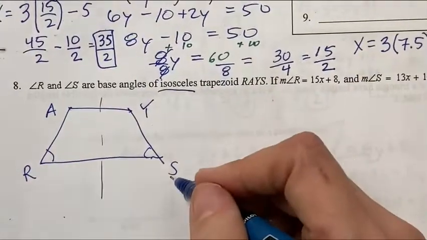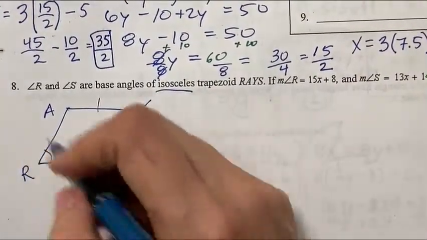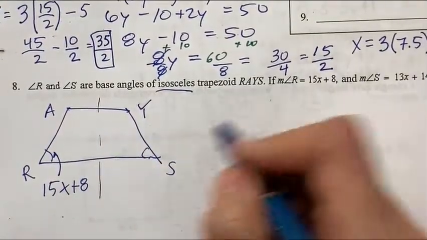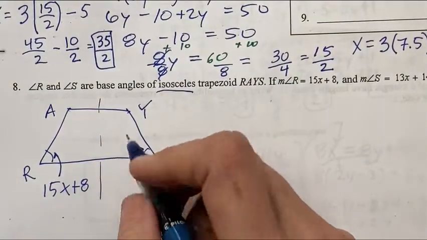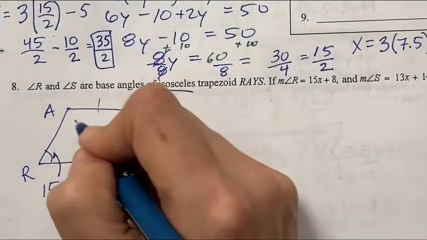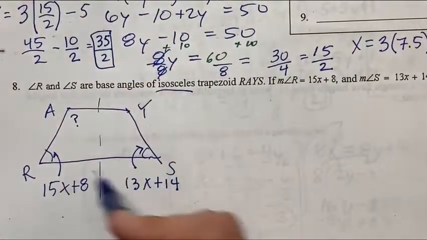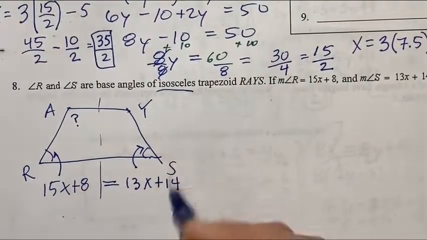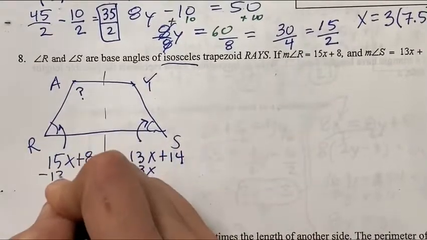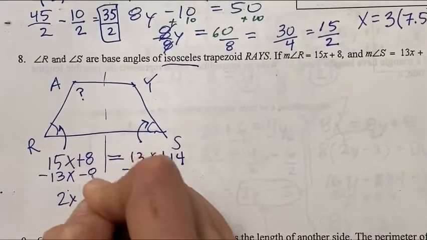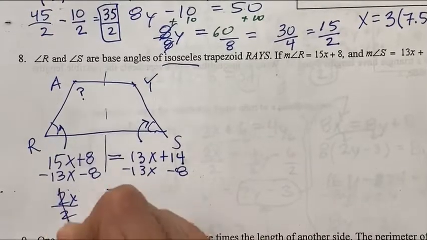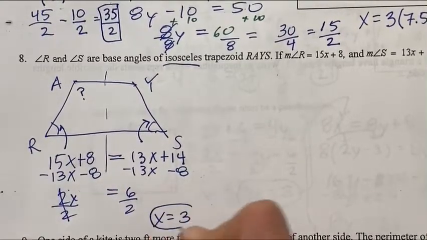RAYS, rays. So they're asking if angle R was 15x plus 8 and angle S was 13x plus 14, how can you solve for A? Well, we know these are equal, so let's set those equal and solve. Okay. X is equal to 3.